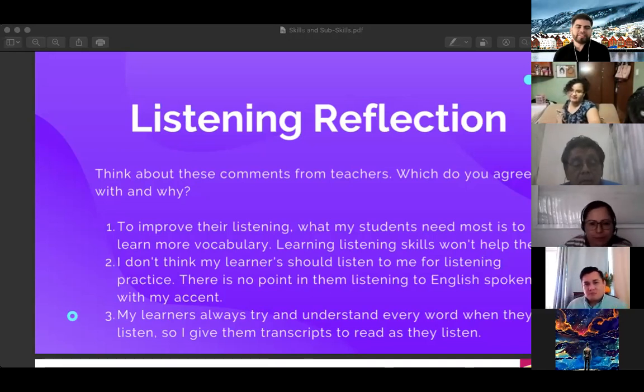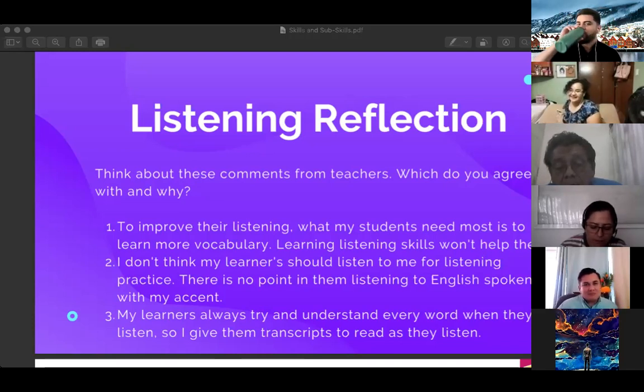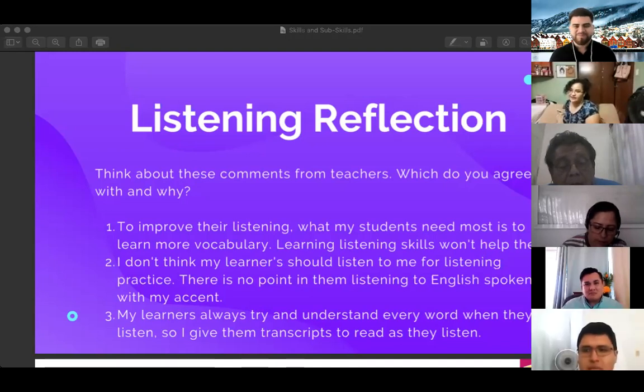The second one says, I don't think my learners should listen to me for listening practice. There is no point in them listening to English spoken with my accent. What do you think about this? Disagree. Why, Ms. Belice? Because the more accents you listen to, the more used to the language you get. Yes.